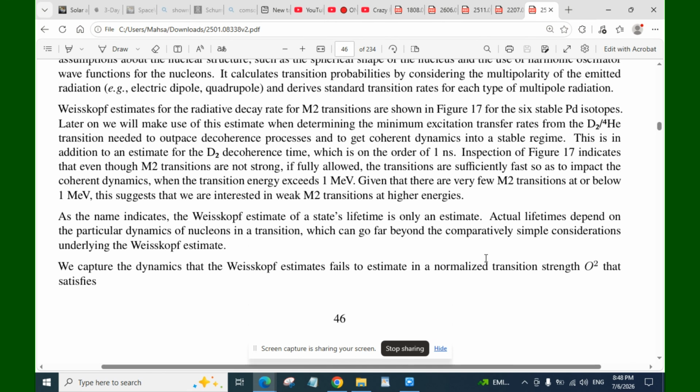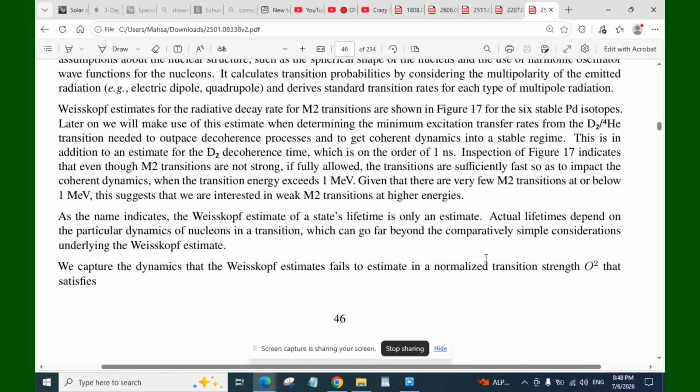Weisskopf estimates for the radiative decay rate for M2 transitions are shown in Figure 17 for stable palladium isotopes. Later on, we make use of this estimate when determining the minimum excitation transfer rates from the deuterium-deuterium to helium-4 transition needed to outpace the radiative processes and to get coherent dynamics into a stable regime. This is in addition to an estimate for the deuterium-deuterium coherence time, which is on the order of 1 nanosecond.